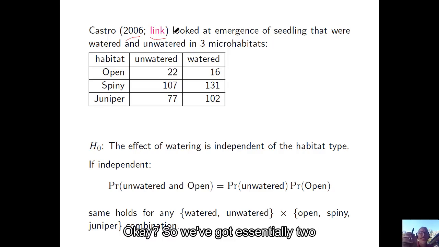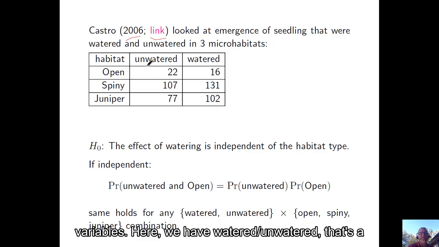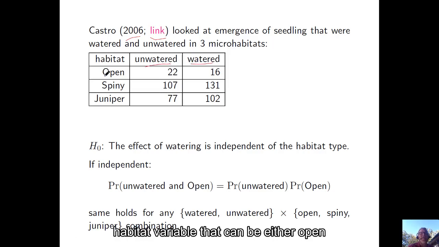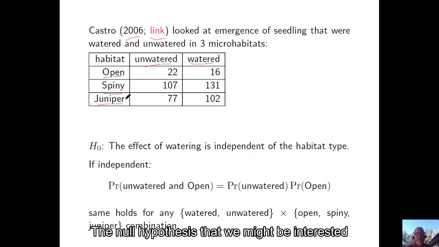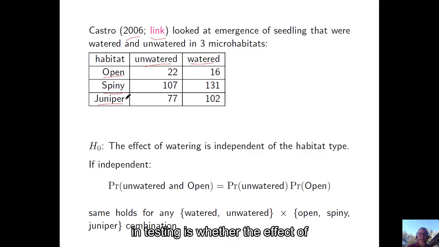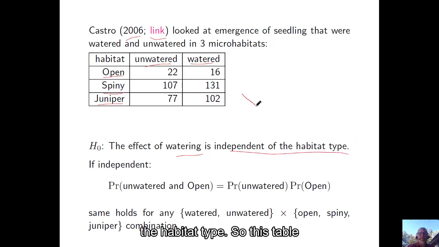Okay, so we've got essentially 2 variables here. We have watered or unwatered, that's a binary variable, and then we've got a habitat variable that can be either open or some kind of spiny shrub or a juniper-based habitat. So there's another categorical variable that has 3 categories. The null hypothesis that we might be interested in testing is whether the effect of watering is independent of the habitat type. So this table here is called a contingency table.